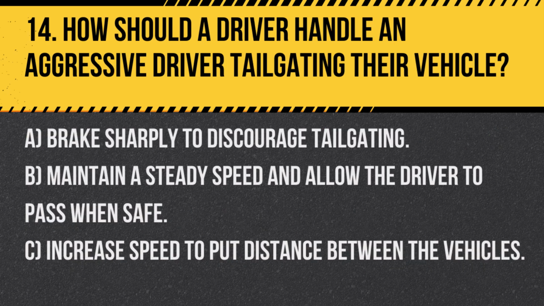Question 14. How should a driver handle an aggressive driver tailgating their vehicle? A. Brake sharply to discourage tailgating. B. Maintain a steady speed and allow the driver to pass when safe. C. Increase speed to put distance between the vehicles.